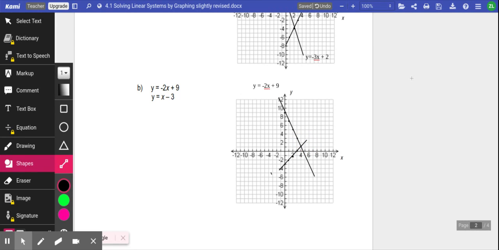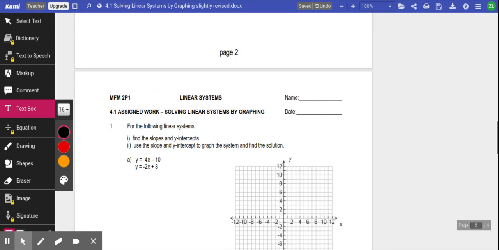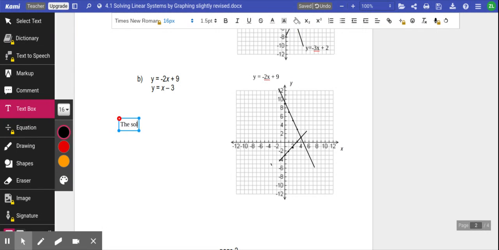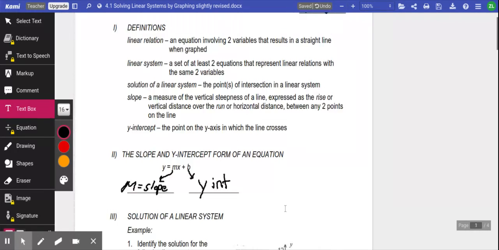In this case, the point of intersection is x coordinate of 4, y coordinate of 1. Therefore, the solution of this system is x coordinate of 4, y coordinate of 1. So once again, that point of intersection between those two lines is your answer. That's lesson 4.1.